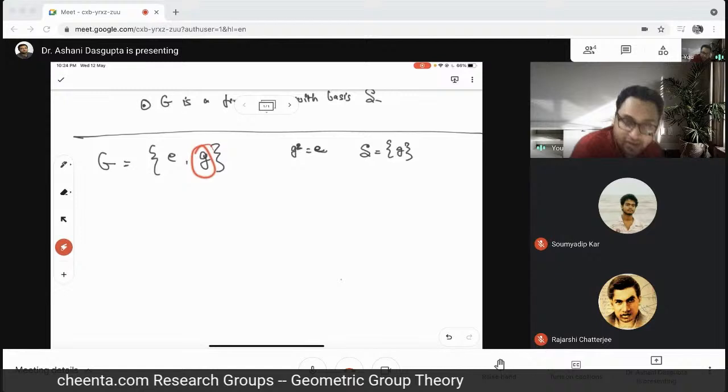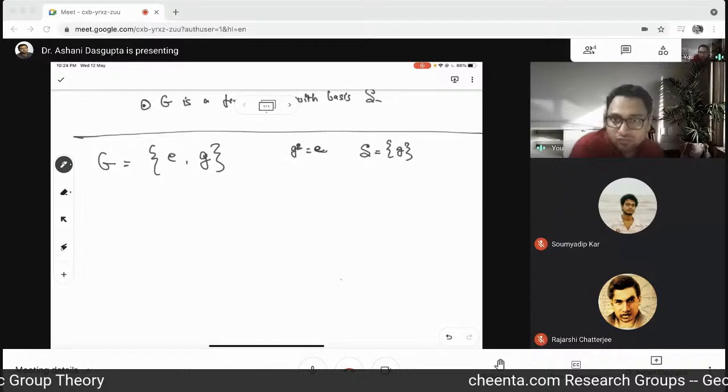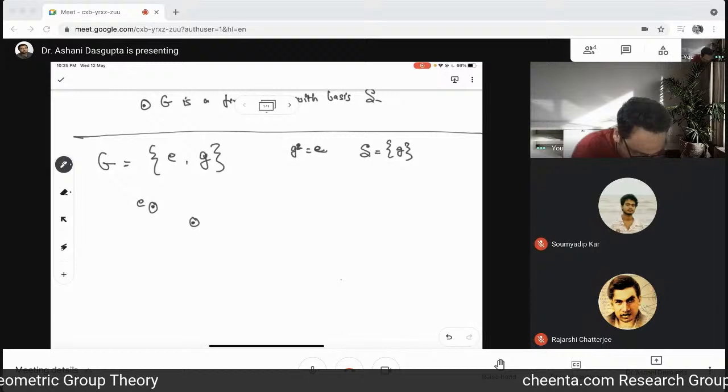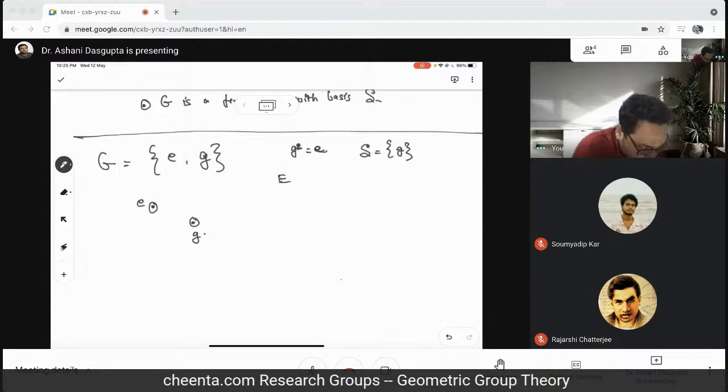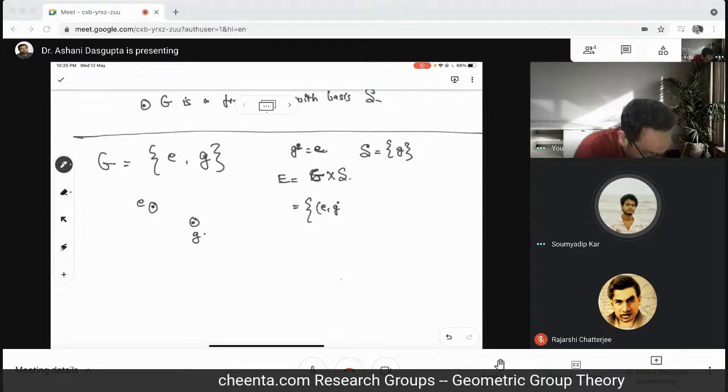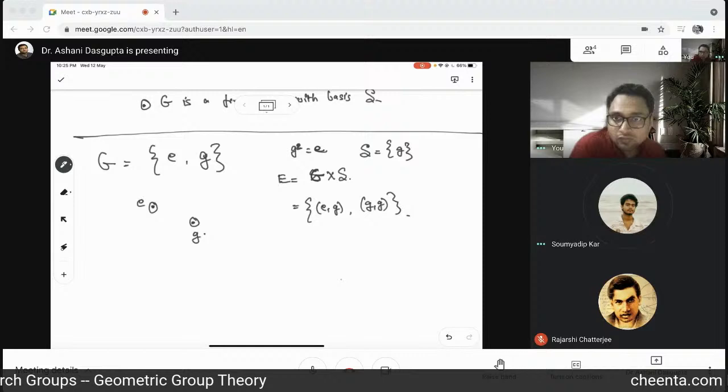So now how do we draw the graph? Can you draw the graph, both of you, in your notebook? It's quite simple, actually. You have to take two dots, one each for one element in the group. And you have to take the set of edges, which is defined as G cross S. So G cross S in this particular case means E comma G, and G comma G. So there will be two edges, right?